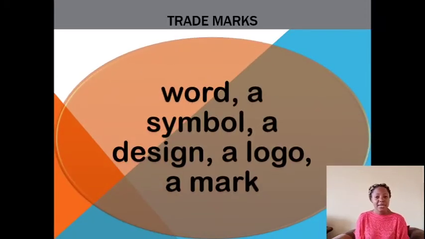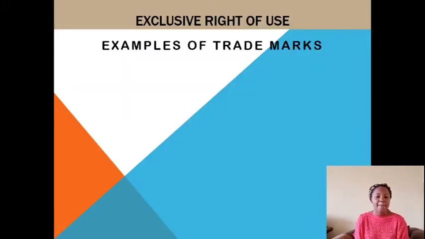So a trademark can either be a word, a symbol, a design, a logo, or a mark. It can even be a combination of all these. It can be a word with a symbol, with a design, and with a mark. A trademark offers exclusive right of use. That means that other people cannot use your trademark without your consent, without you licensing them or assigning them the right to use that trademark.